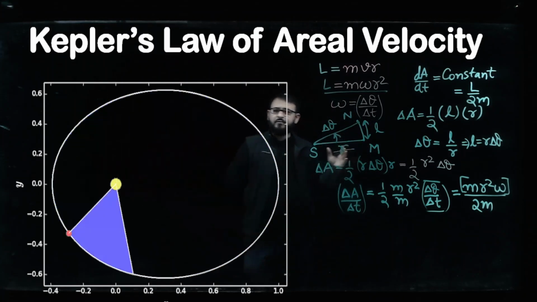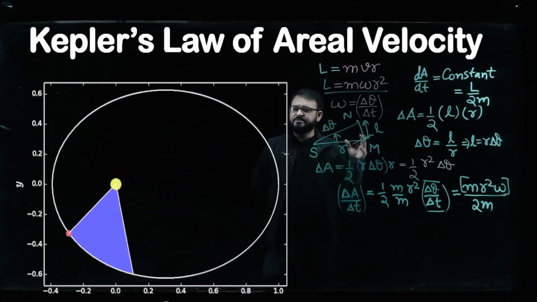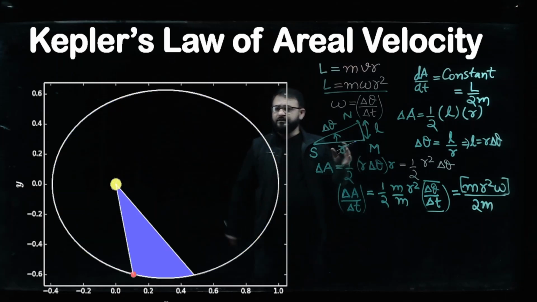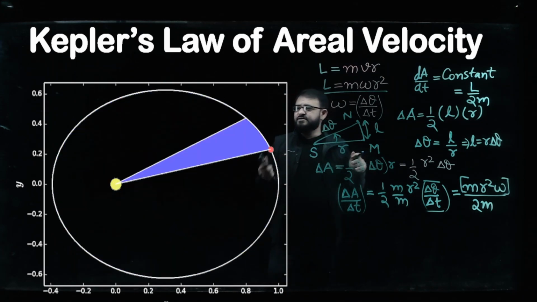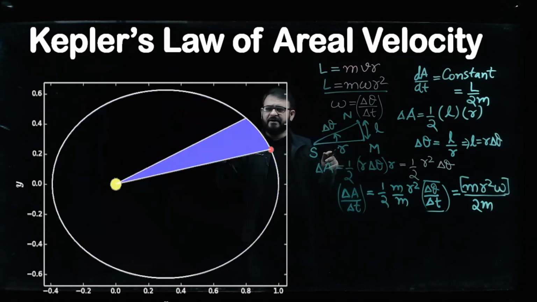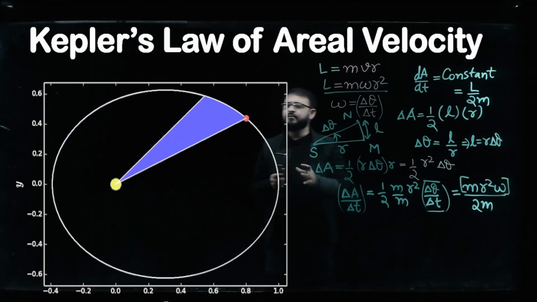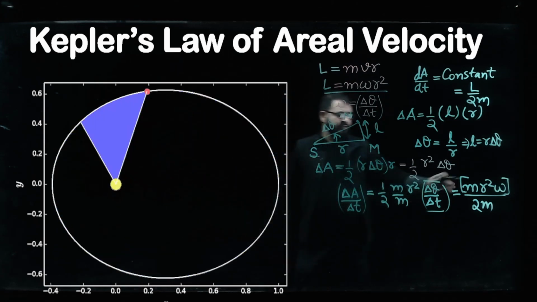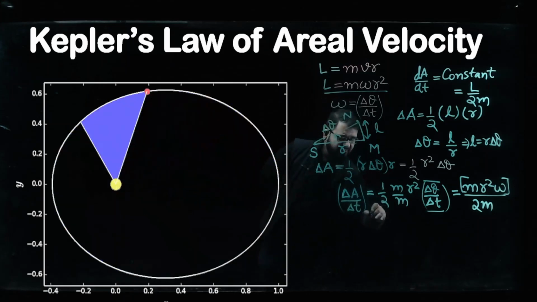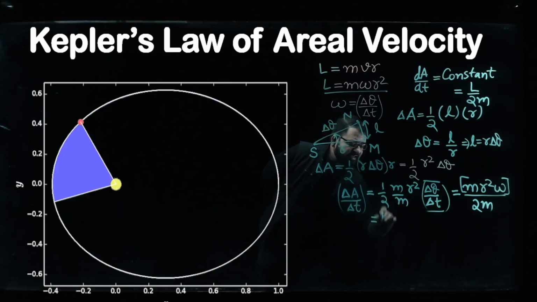Now the angular momentum is a constant because the planet is moving in its orbit, and the external torque on this planet is zero because all the forces are internal, and internal forces do not cause any external torque. So that is why the areal velocity we can write as L upon 2m.